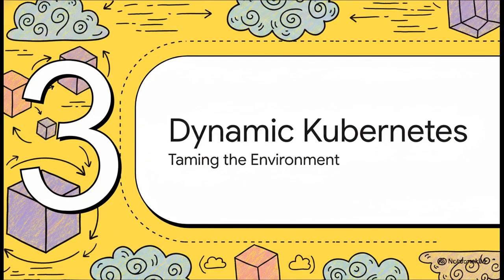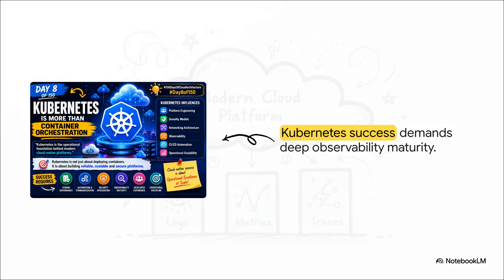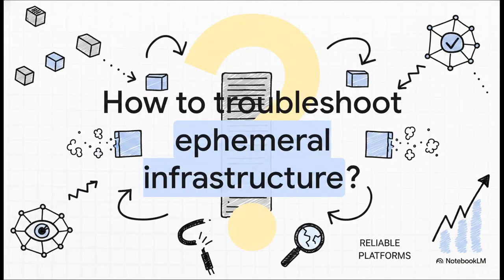Okay, Section 3, Taming Dynamic Kubernetes Environments. We all know Kubernetes isn't just about deploying containers. It is the operational foundation of modern cloud platforms. But achieving operational excellence at scale requires way more than just orchestration. As you build out reliable platforms, Kubernetes success absolutely demands strong governance, security integration, and crucially, deep observability maturity. Which leads us to a pretty critical question. How do you troubleshoot infrastructure that is constantly changing and honestly might not even exist anymore by the time you start looking for the problem?